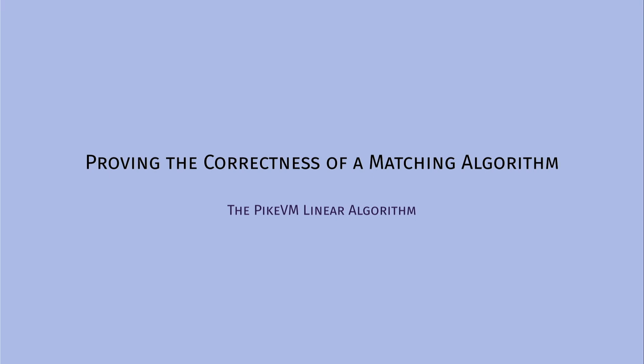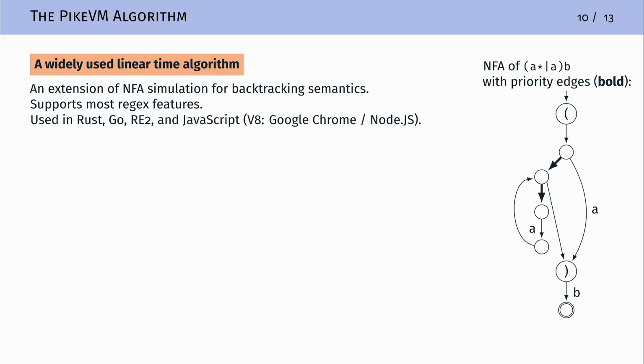Another application that we verified is actually a matching algorithm, and we decided to verify what we call the PikeVM algorithm. You can think about this algorithm as an extension of NFA simulation, but extended to support backtracking semantics and capture groups and other features. So what this means is that we are going to compile the regex down to an NFA, an extended NFA with some priority edges. And then the algorithm is going to find the top priority path in that NFA that corresponds to the string. This is a linear time algorithm.